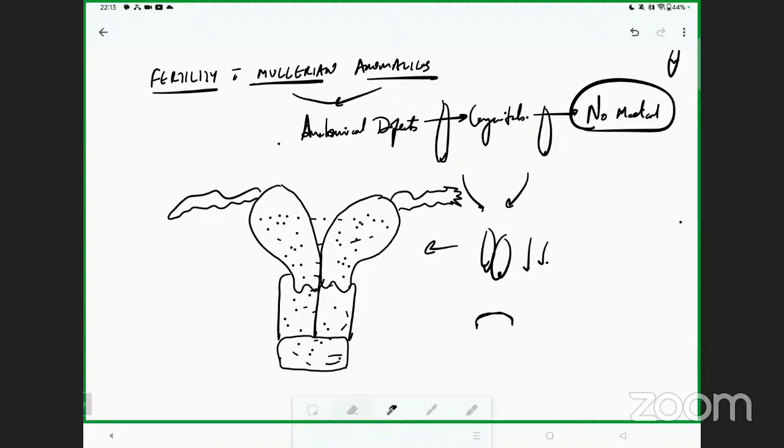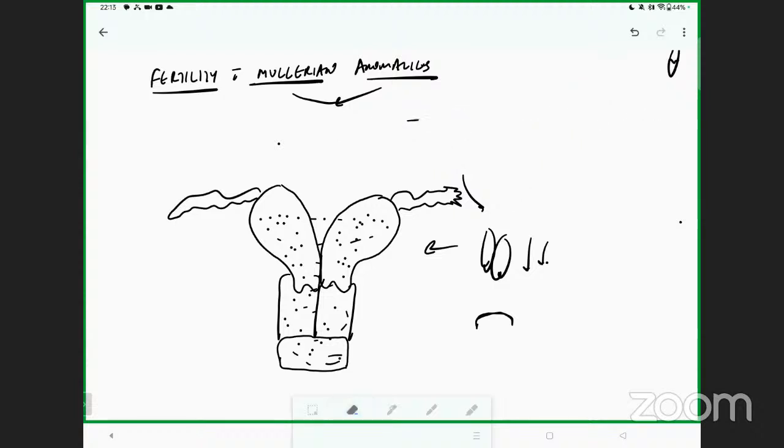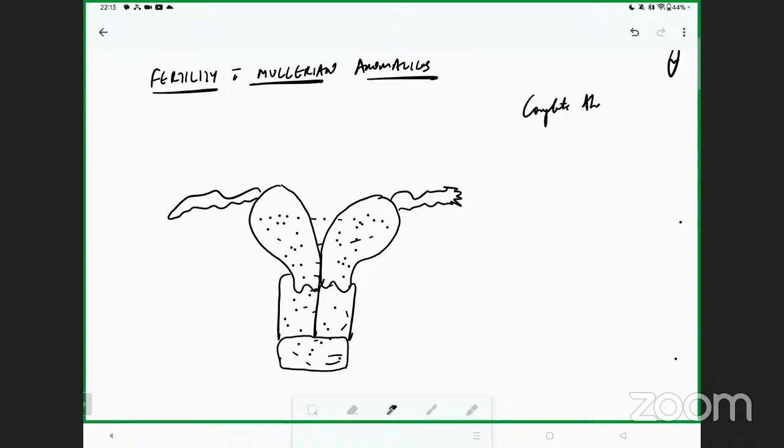But as a fertility specialist, you need to remember this line, which will probably help you the most. As long as it is a complete absence, in that situation it is the most difficult to treat. Anything which is completely absent is most difficult to treat. Whenever there is a complete MRKH, that means uterus is absent and vagina is absent, that is very, very difficult to treat.